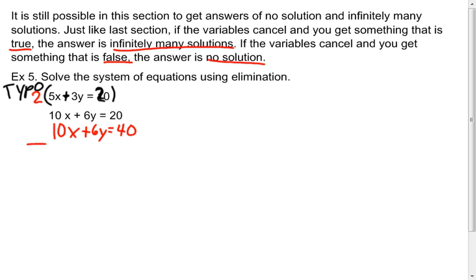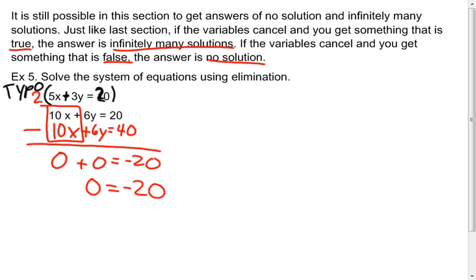Okay? If I look here, I have two things that are the same. Same means subtract. 10x minus 10x is 0. 6y minus 6y is 0. 20 minus 40 is negative 20. Now, all of my variables went away, and I got something that's false. If I get something that's false, that means my answer is going to be no solution.